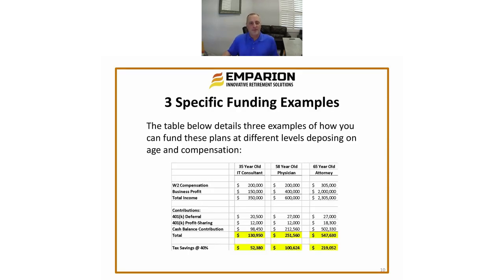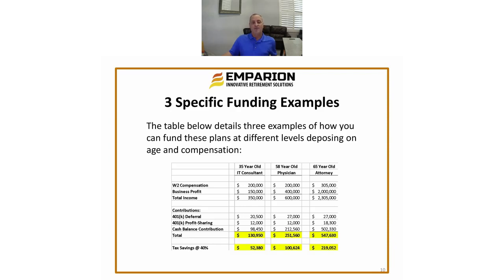We're going to talk right here about 3 specific funding examples. I've laid them out in this table here, and we're just going to use some hypothetical numbers to talk a little bit about some of these options. We've chatted briefly about the fact that these plans are age-driven and income-driven. Again, the older you are and the higher your compensation, generally speaking, the more you can put into these plans.